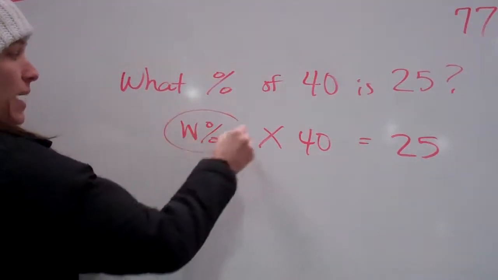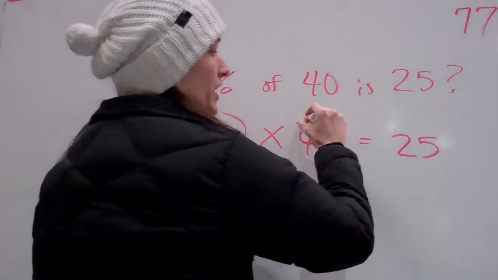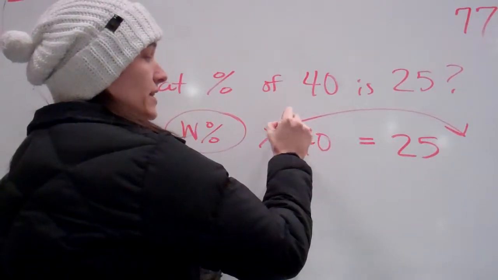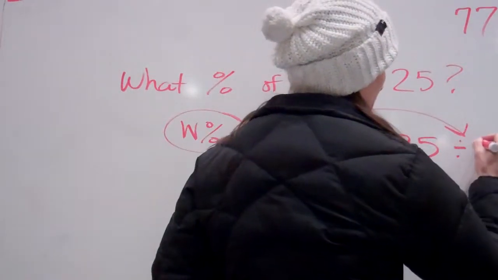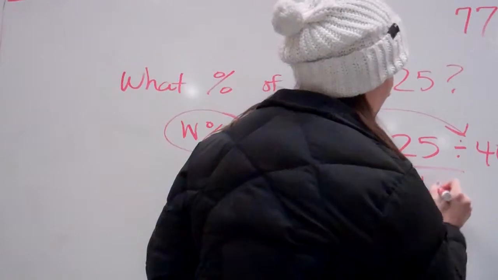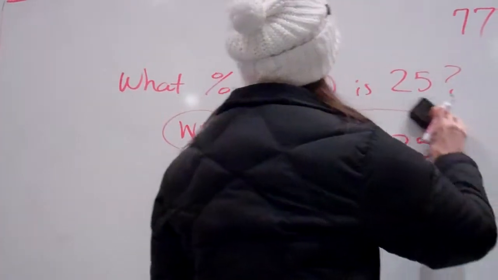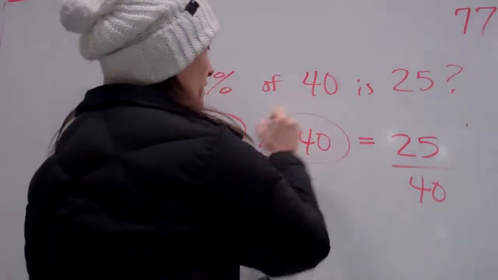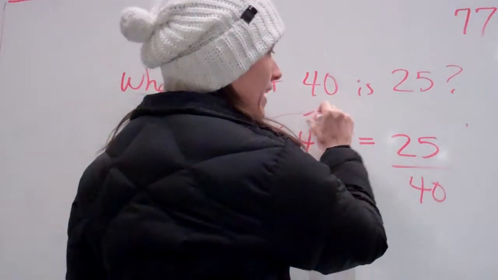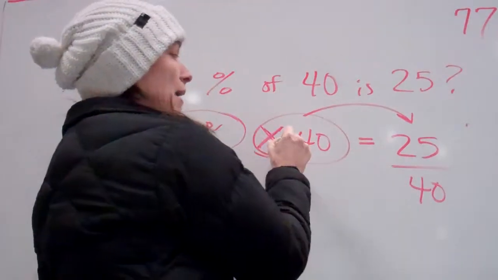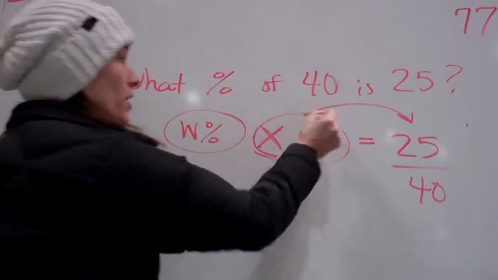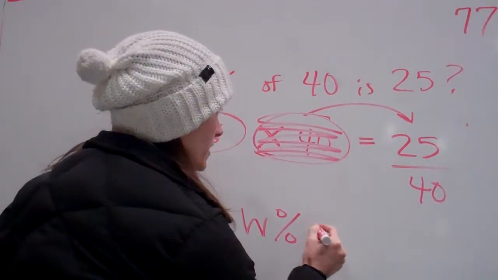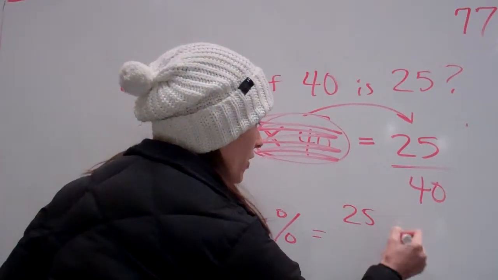I'm trying to get this by itself, so I want to move this over here. And when I cross the equal sign, the times becomes divided by. Or you can do it like that, however you want to do it. Whichever one you like, it doesn't matter to me. Once we move this times 40 across the equal line, it changed from times 40 to divided by 40, so we got rid of it. And now it is what percent equals 25 over 40.